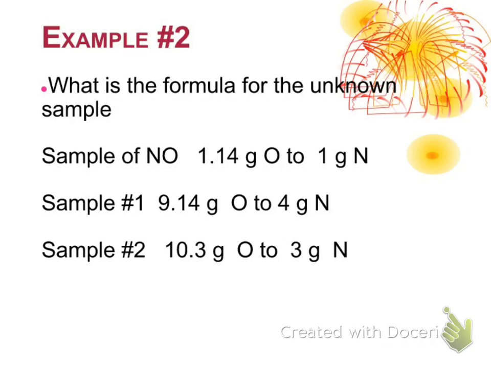So if this sample is NO, what's this sample's formula? NO2, because the weight is double. It's 1 to 2.28, right? So it's 2. It's NO2. This one would be NO3, because when we come up, it's going to be 1 to 3.4, which is triple this number. That 3.4, I can divide by 1.14, and I'm going to get 3. So it's going to be NO3.